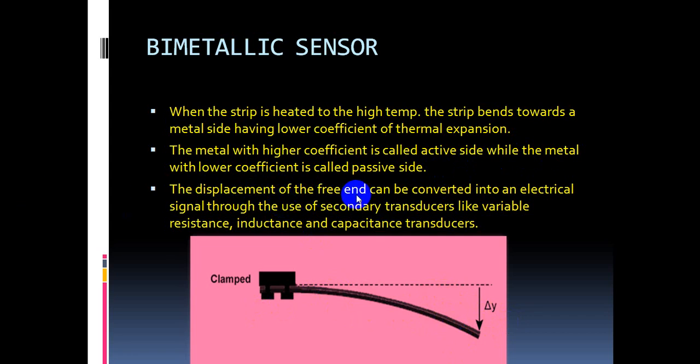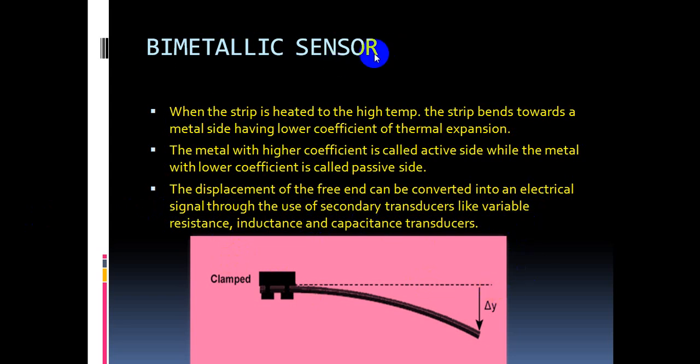The displacement of the free end: this is the actual position of the bimetallic strip when it is straight. When the strip is heated, it bends. So this is the displacement from the actual position. By calibrating this displacement, we can estimate the temperature. The displacement of the free end can be converted into an electrical signal. As I already told, a sensor only senses, detects or responds. After that, the signal is converted into an electrical signal using a transducer.